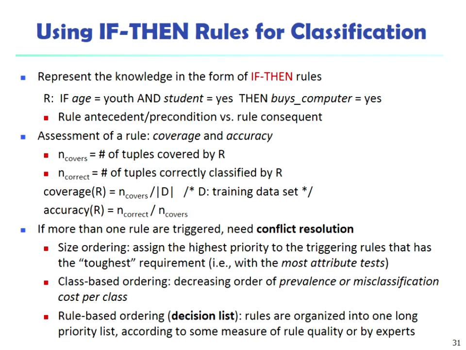Number of covers equals the number of tuples covered by this rule, and correct is the number of tuples correctly classified by this rule. So the coverage of a rule equals the number of covers divided by the number of tuples in the training data set, and the accuracy of a rule equals the number of correct divided by the number of covers. Any questions about coverage and accuracy of a rule? Is it clear?